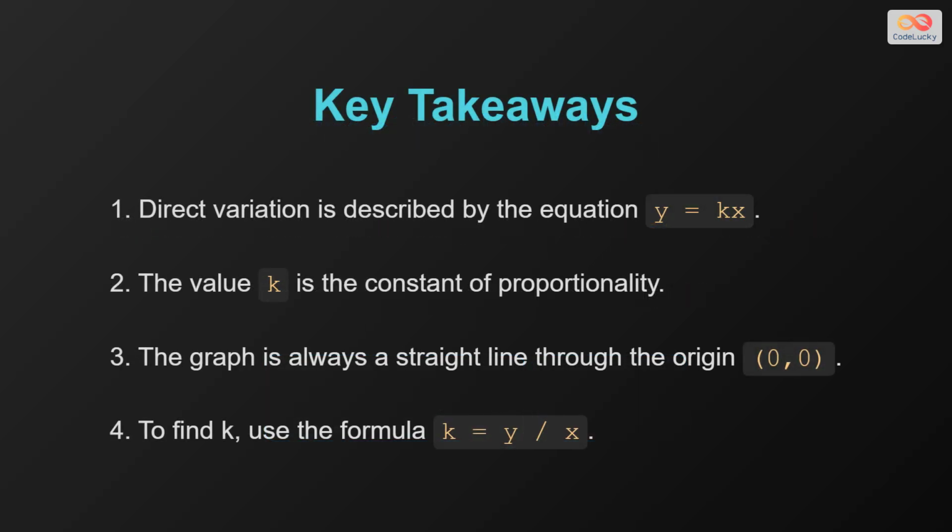Let's quickly recap the most important points. Direct variation is described by the equation y equals k times x. The letter k stands for the constant of proportionality. The graph of this relationship is a straight line passing through the origin. And if you need to find the constant, you can use the formula k equals y divided by x. Keep these points in mind, and you'll have a great handle on direct variation.